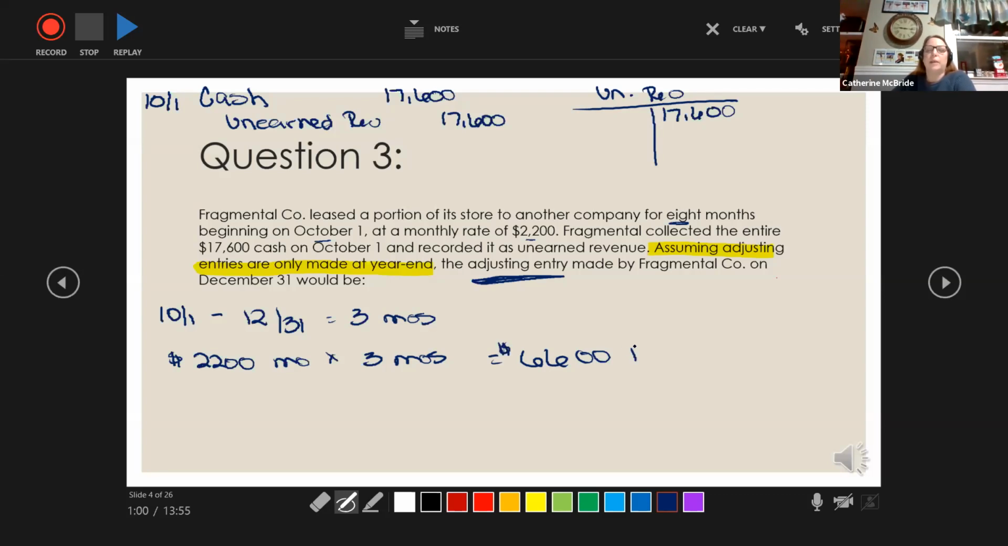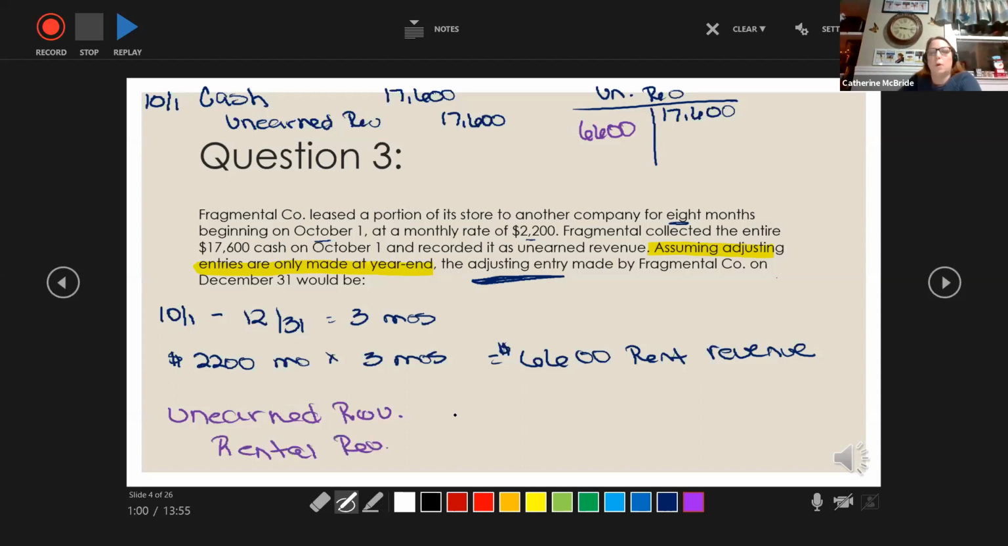And that's my rent. Be careful, it's revenue. We've leased part of our space to somebody else, so that's actually revenue. So I'm going to reduce this by $6,600. And my journal entry is going to be unearned revenue and rental revenue for $6,600.